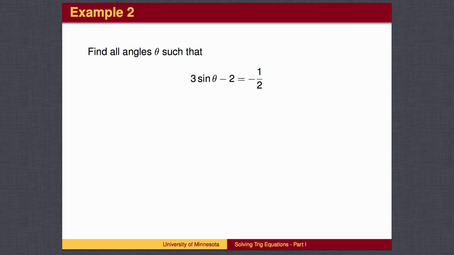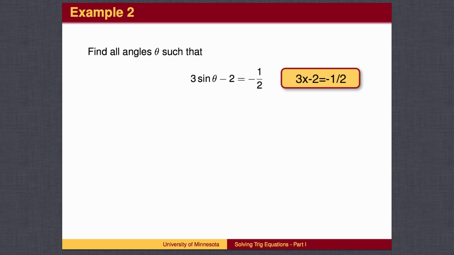We may need to use some algebra skills like solving linear equations. Sine of theta is a number which varies depending on the input angle. Think of sine of theta as a variable like x. The equation is similar to the equation 3x minus 2 equals negative 1/2.